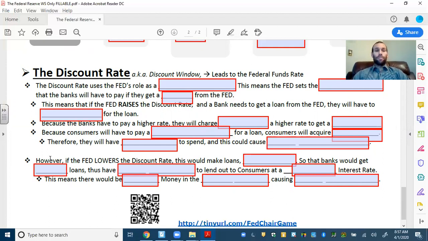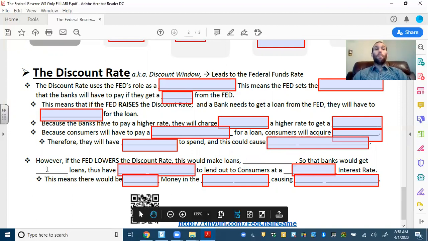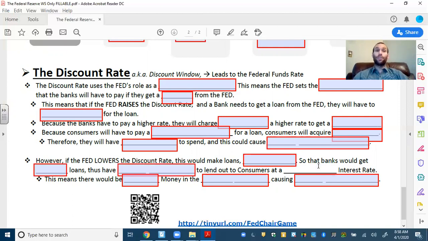So, however, if the Fed lowers the discount rate, so the Fed's now going to lower the interest rate they're charging banks, this would make loans cheaper. So if a bank got a loan from the Fed or other banks, they're going to pay less for it. So the banks are like, ooh, cheap money. They get more cheap money. So banks are going to get more loans. Thus, they're going to have more money to lend out to consumers at, you guessed it, a lower interest rate.